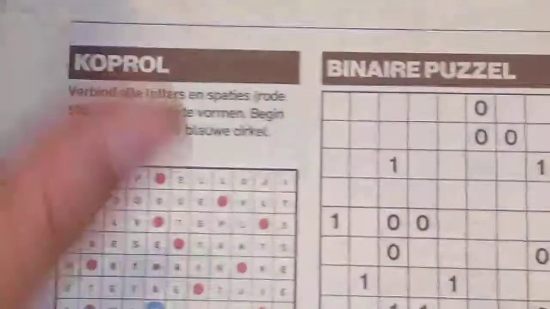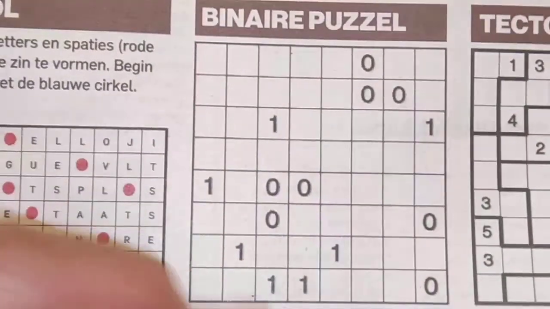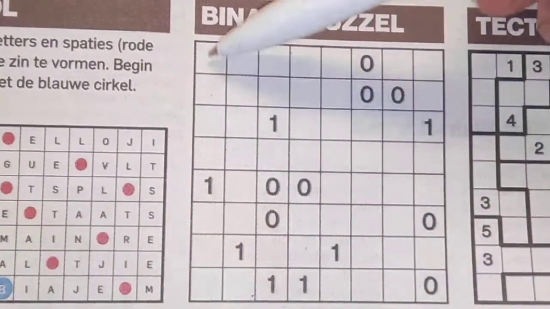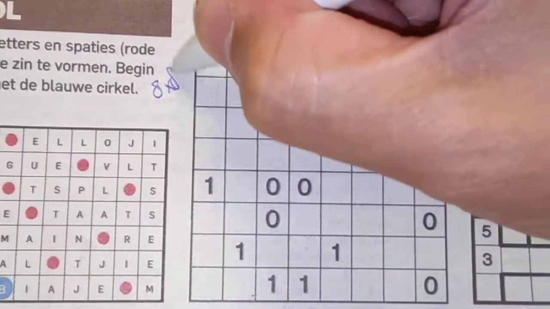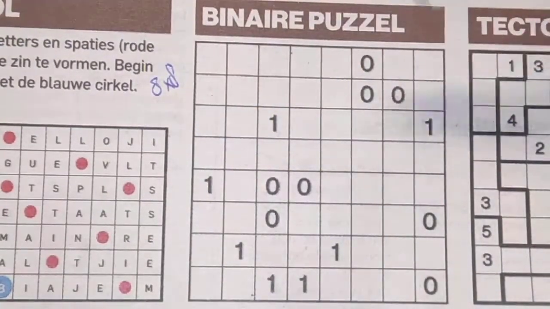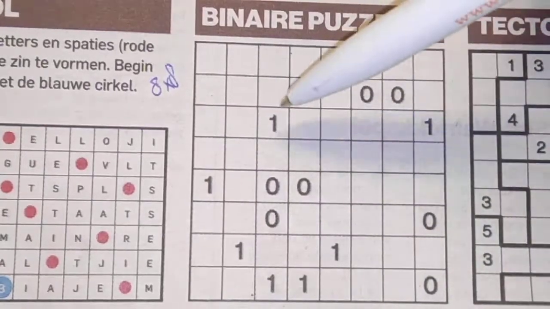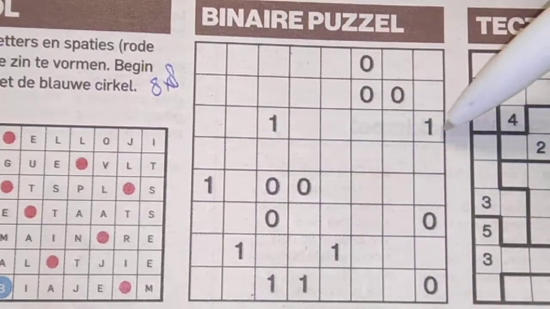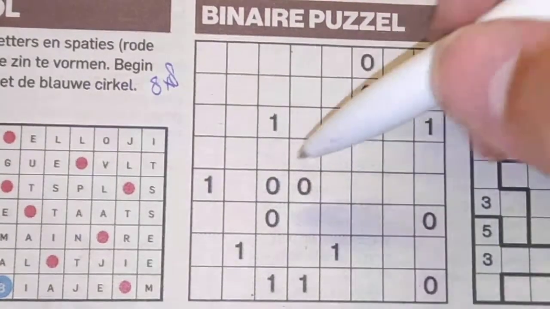July the 14th, 2020. Yes, the fourth Sudoku is a binary Sudoku. What kind of binary Sudoku is this? Let me count. 1, 2, 3, 4, 5, 6, 7, 8. It's an 8 by 8 binary puzzle. That means in a row or in a column there are always 4 0's and 4 1's. Alright, so let's get started.